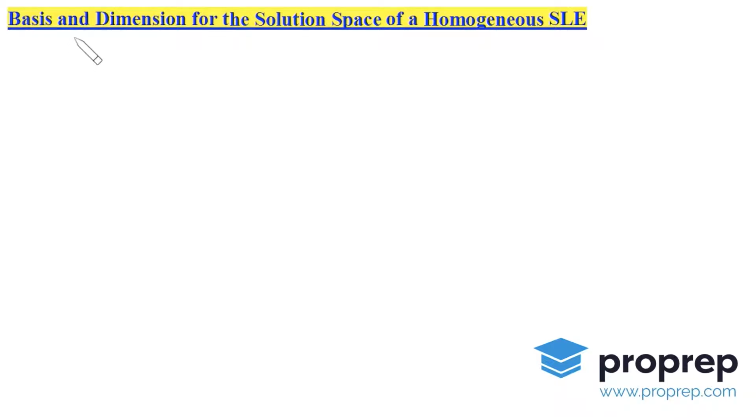And now we come to a new topic in vector spaces. Basis and dimension for the solution space of a homogeneous system of linear equations. There's a lot of technical words in there, and it's pretty hard to understand what this says, but as we go along, all these terms will become clear. I'm going to start out more theoretically, but we'll soon get into very practical examples of how to solve certain problems.